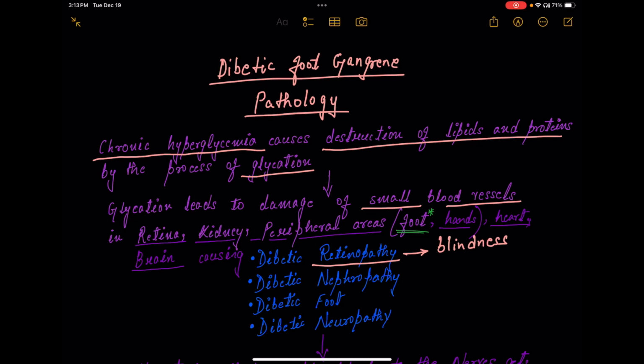And in the kidney, damage of small blood vessels leads to diabetic nephropathy. It leads to dialysis. The patient will go for dialysis. And next is peripheral areas. This damage of small blood vessels in peripheral areas leads to diabetic foot. And this pathology I will explain later. And diabetic neuropathy means damage of nerves.